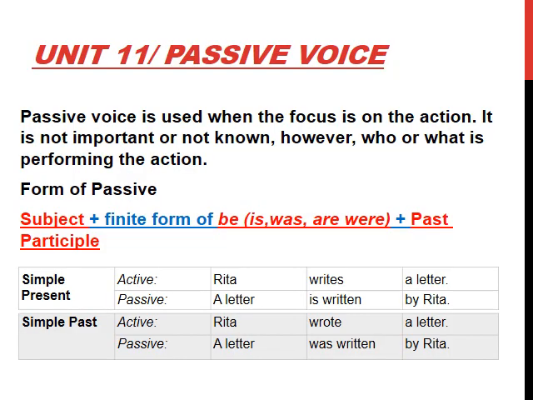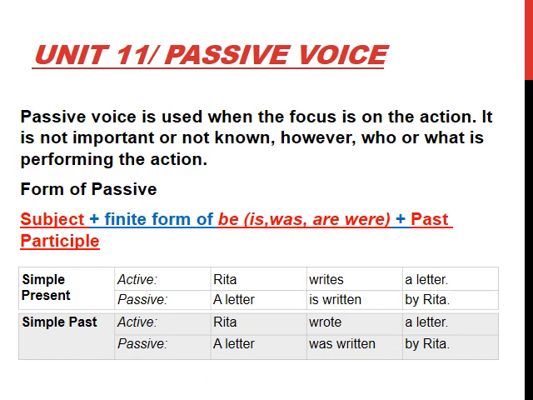So by starting with Unit 11, the passive voice, we can say that passive voice is used when the focus is on the action. It is not important or not known, however, who or what is performing the action. So when we are making the sentence passive, it means that our focus is on the important thing, which is the action, I mean the verb, not the doer or the agent.